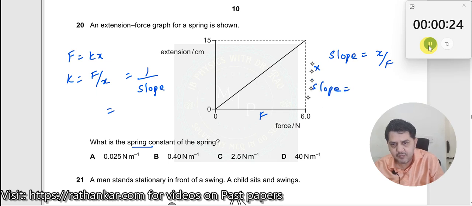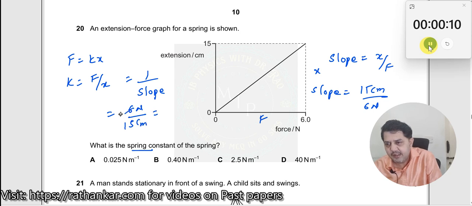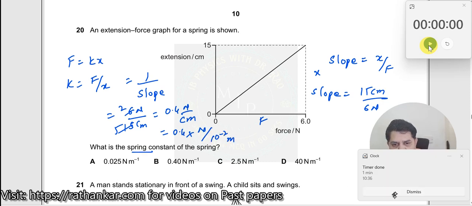Slope here should be equal to the y-axis difference. What is this value? Height. Height is nothing but 15 centimeter divided by force, 6 Newton, right? So here I should now write k as 6 Newton divided by 15 centimeter, which would be 0.4 Newton per centimeter, which should be 0.4 Newton divided by 10 to the power of minus 2 meter, because 1 centimeter is 10 to the power minus 2 meter, right?